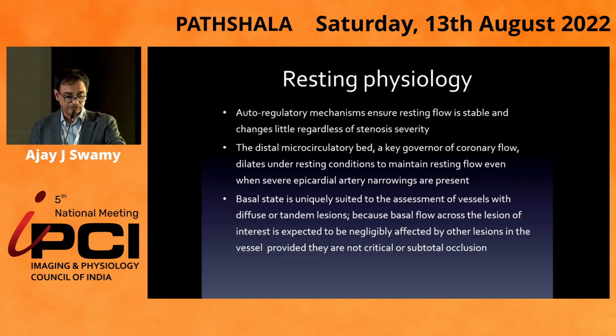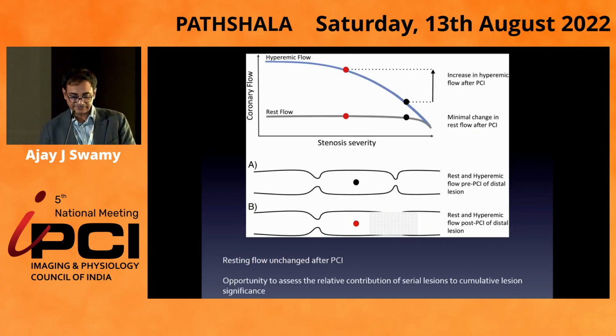Now, the distal microcirculatory bed, that's a key governor of coronary flow, dilates under resting conditions to maintain the flow even when severe epicardial narrowing is present. And the basal state is thus uniquely suited to the assessment of vessels with diffuse or tandem lesions, giving a difference between step-up which occurs at tandem lesions or the gradual step-up seen with diffuse lesions, because basal flow across the lesion is negligibly affected by other lesions.